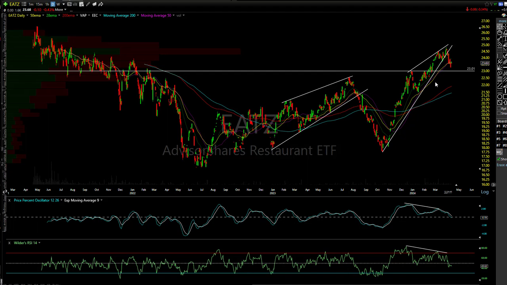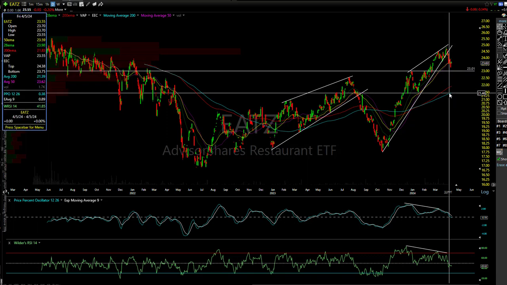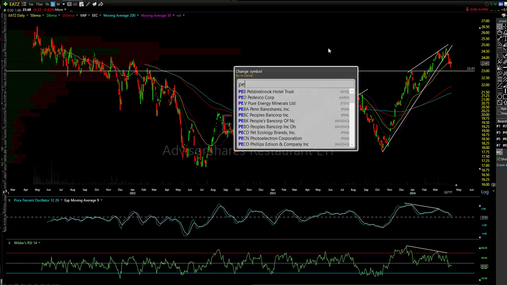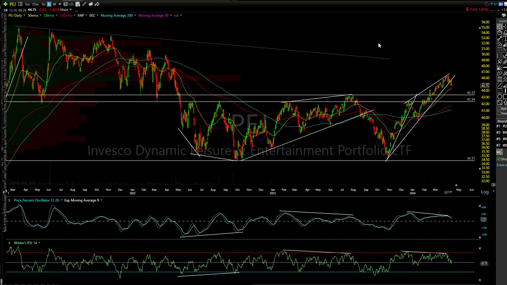EATC, nothing more to say. Again, there's an initial stop, but for the time being I'm leaning towards tucking some of these away if we break 433 on QQQ and the rest of the sectors give way. And then I'll continue to update and add some more targets, deeper targets.